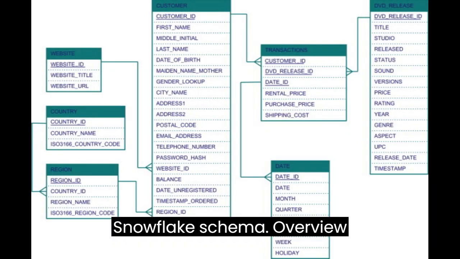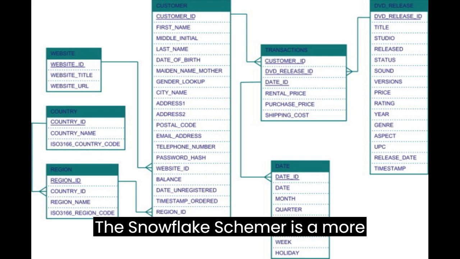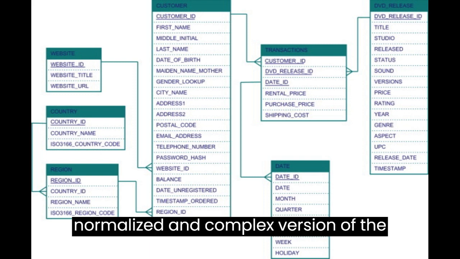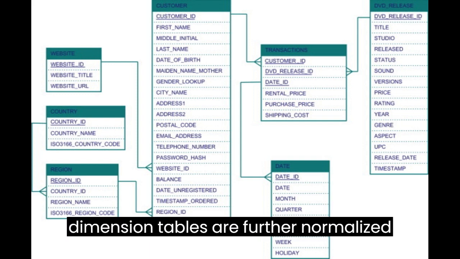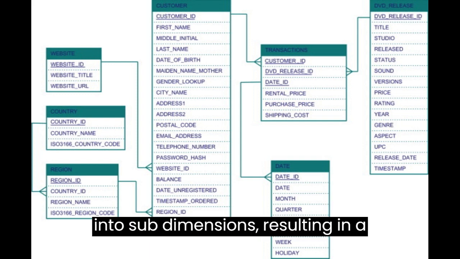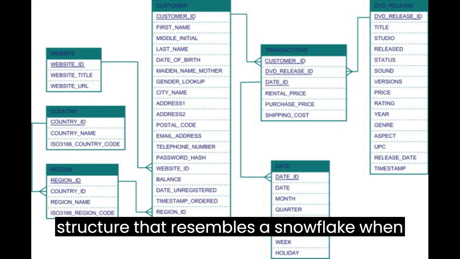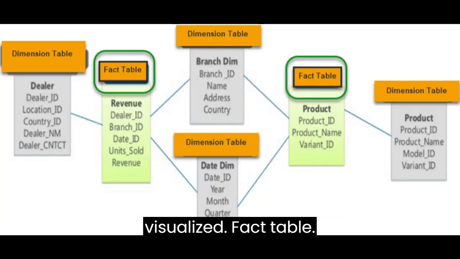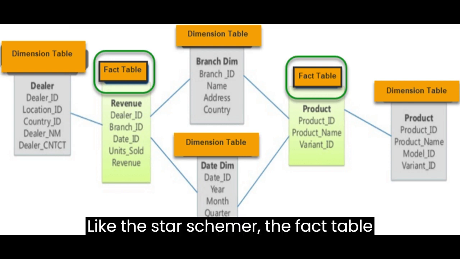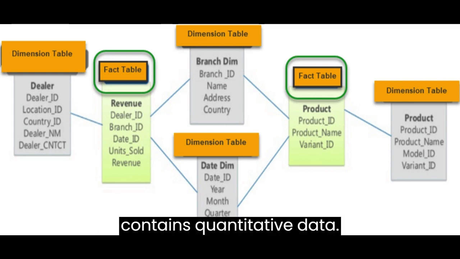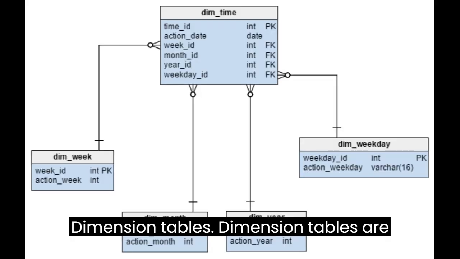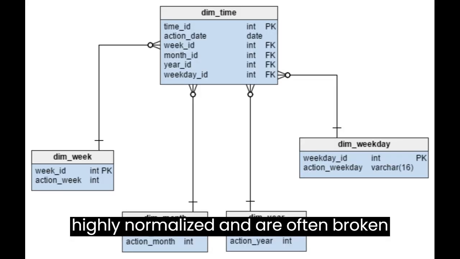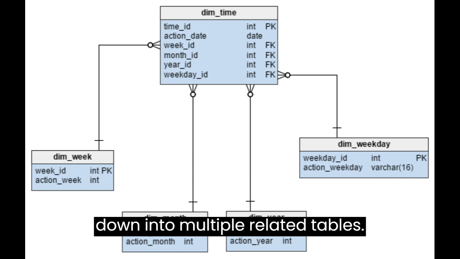Snowflake schema. Overview. The snowflake schema is a more normalized and complex version of the star schema. In this approach, dimension tables are further normalized into subdimensions, resulting in a structure that resembles a snowflake when visualized. Fact table. Like the star schema, the fact table contains quantitative data. Dimension tables. Dimension tables are highly normalized and are often broken down into multiple related tables.